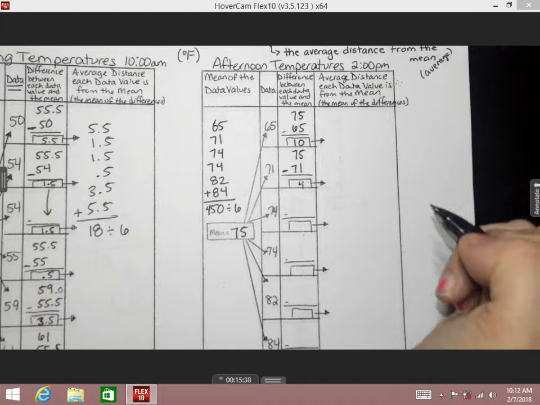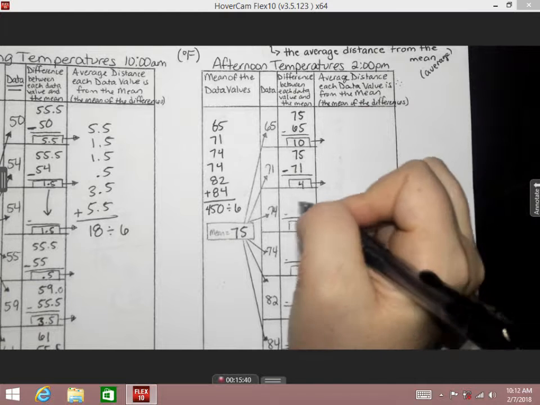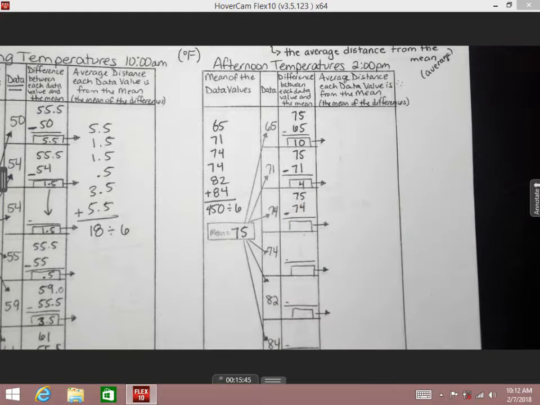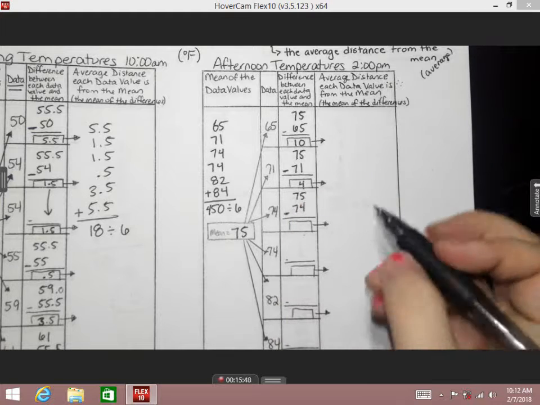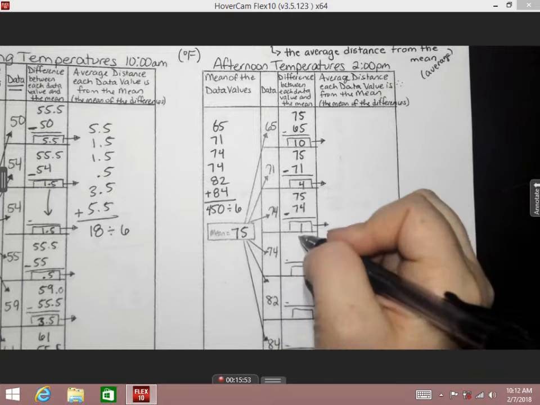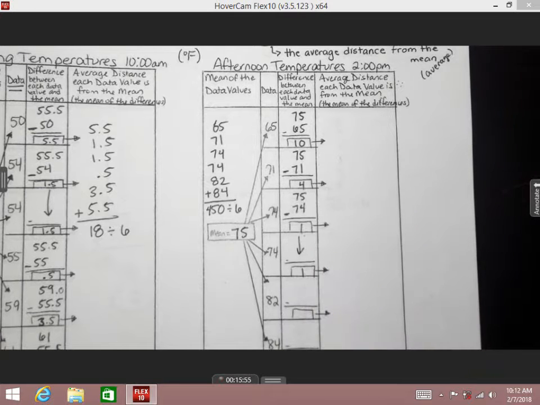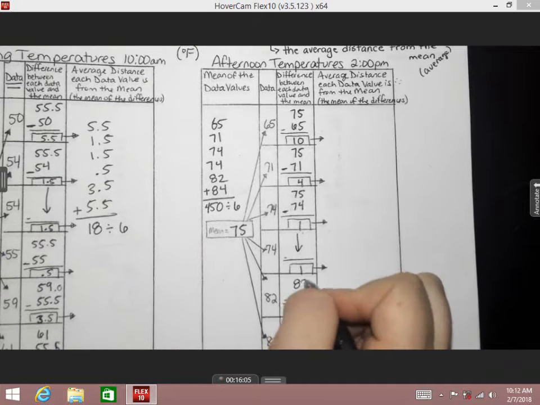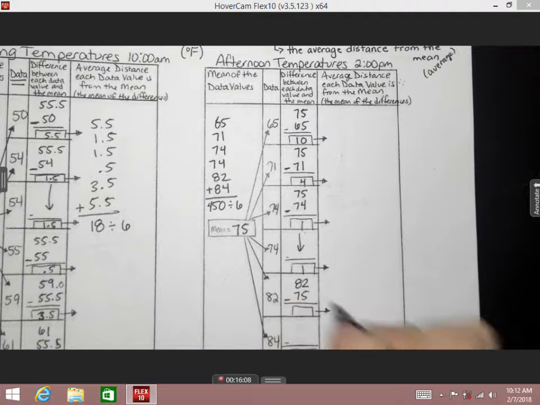Next one. Kira? 75 minus 74, which gives me what? 1. All right, the next number is the same, so let's just bring that down. All right, then we have 75 minus 82. Is that how I want to write that? No, we've got to flip it. 82 is bigger, right? Very good. So we got to put 82 on top minus 75, which actually gives me 7.